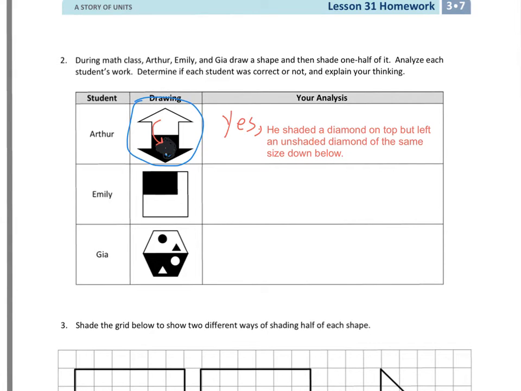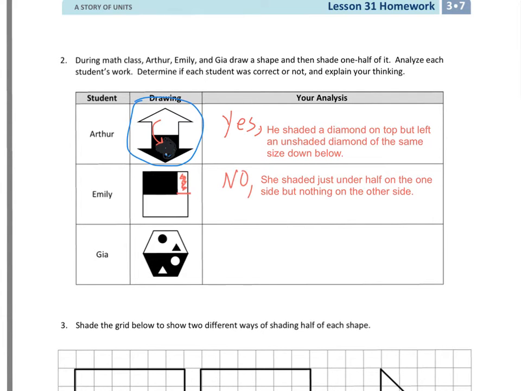Emily looks like she just shaded a rectangle here, but she's missing this part. So I'm looking on the rest of hers to see if she shaded anything similar that I can move up, and she didn't. So it looks like she is not correct. So no, because she didn't shade half of it. She shaded just less than half on the one side. So there's my explanation there. And I'm not going into much detail just because there's not a lot of room to write in there.